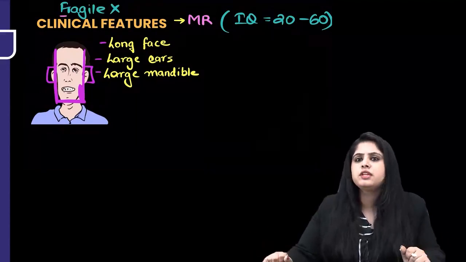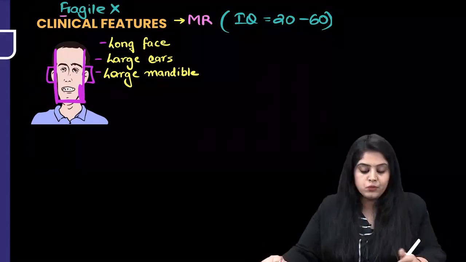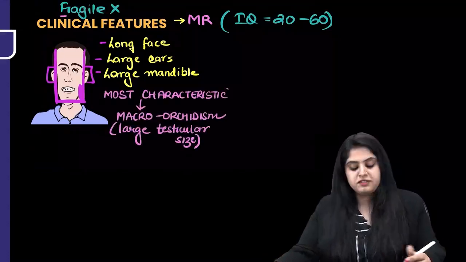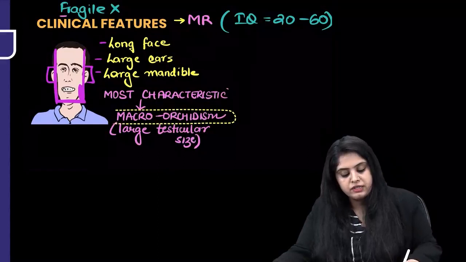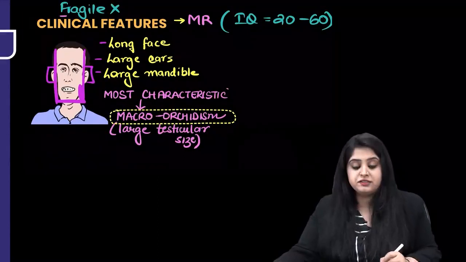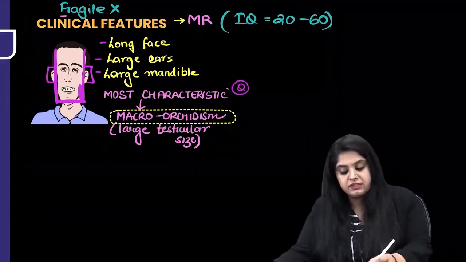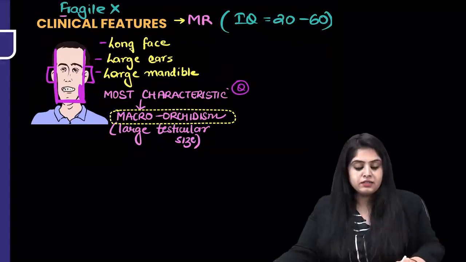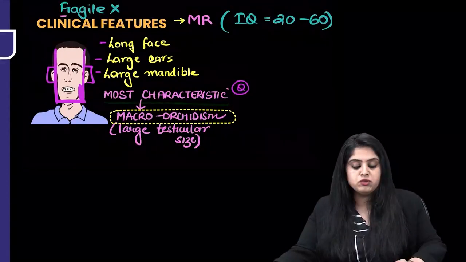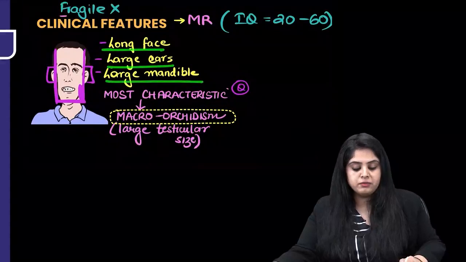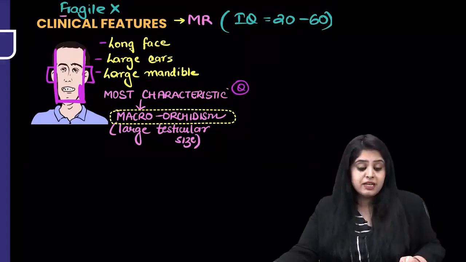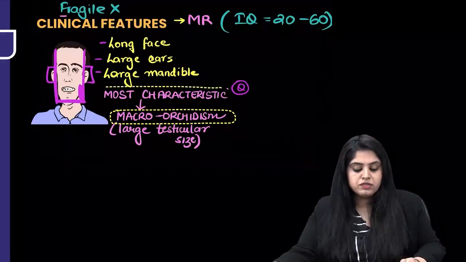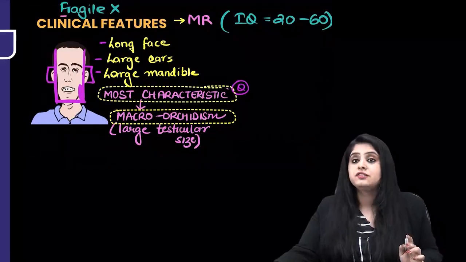But is that the most characteristic point about him? No. What is the most characteristic feature? The most characteristic feature is macroorchidism, large testicular size. This has been a question in the previous year. They asked you, what is the most characteristic feature of Fragile X syndrome? Options were long face, large ears, large mandible, large testes. Everyone said, ma'am, everything is seen in Fragile X. But they asked you characteristic. So the most characteristic is going to be large testicular size.